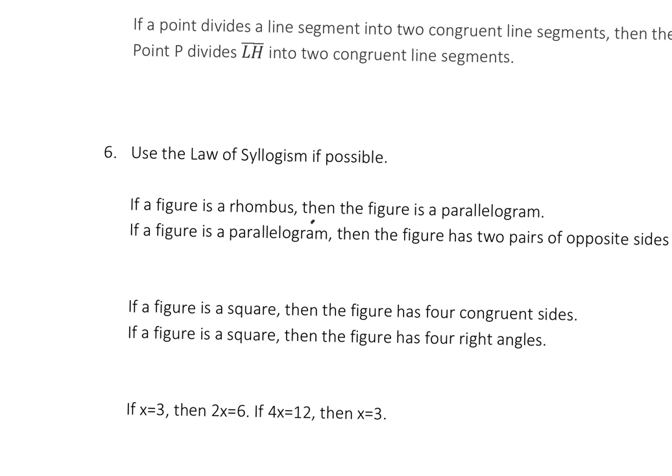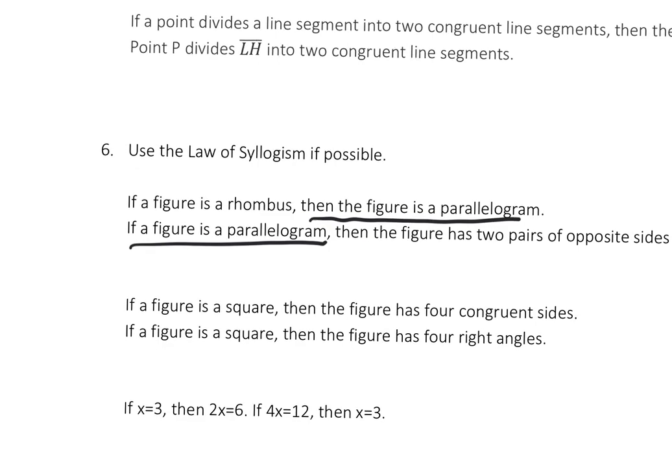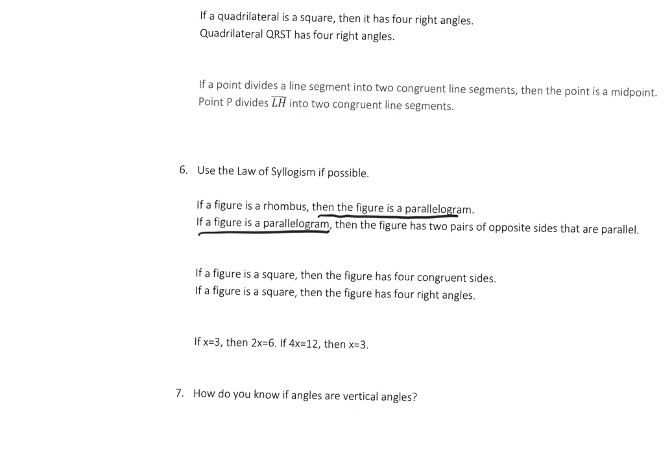Remember on the law of syllogism, we need a conclusion and a hypothesis to match up. If these two match up, which they do, then my new statement would be, if a figure is a rhombus, then it has two pairs of opposite sides that are parallel.